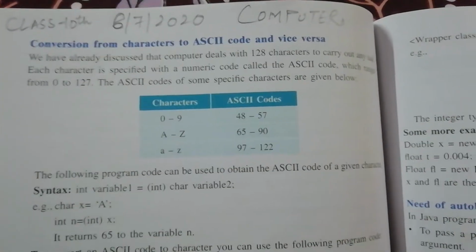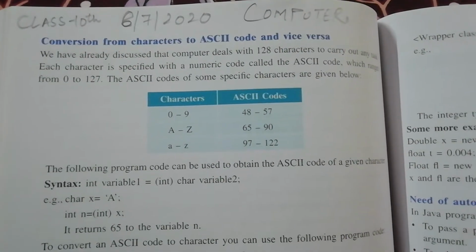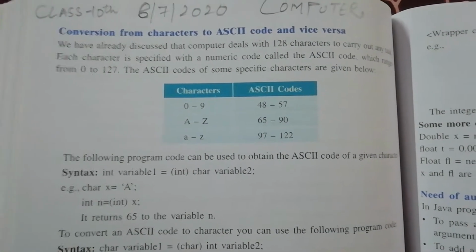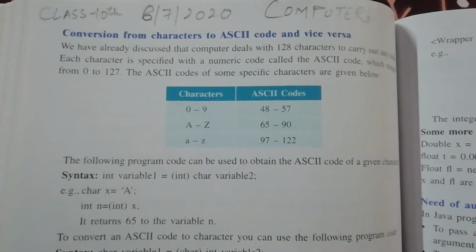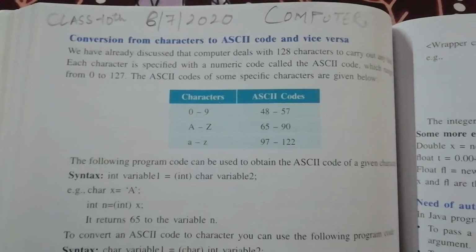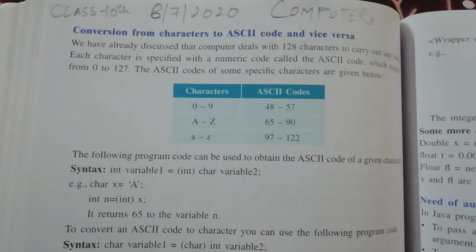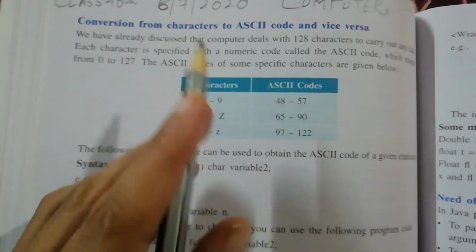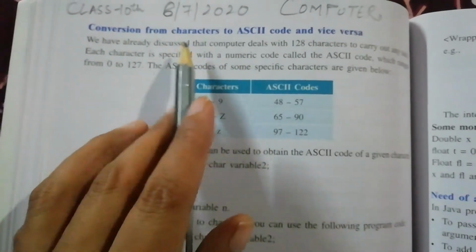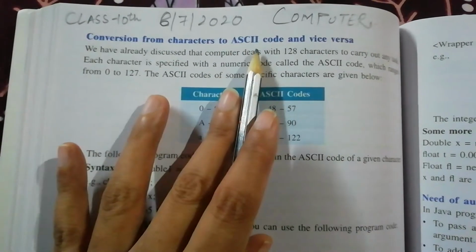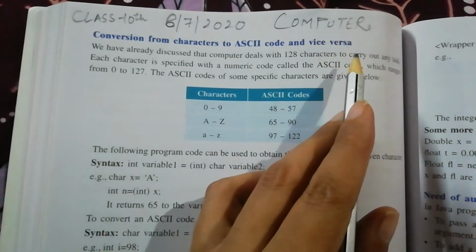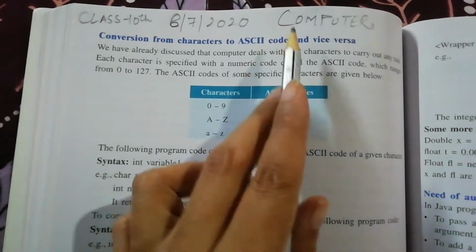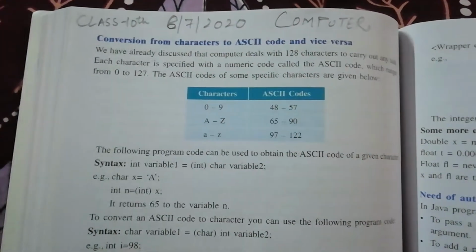So in the last few videos we have discussed chapter number 2 and the programs related to the chapter. So now from this video we are going to discuss the last topic of this chapter. So let's start. So here is a conversion from character to ASCII code and vice versa. That means character to ASCII code and ASCII code to character.